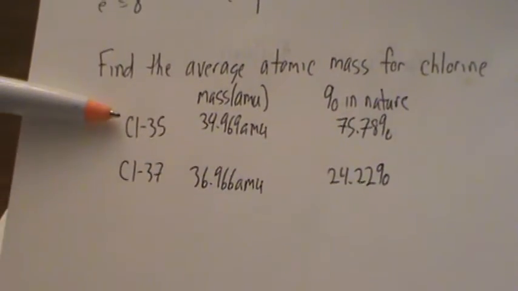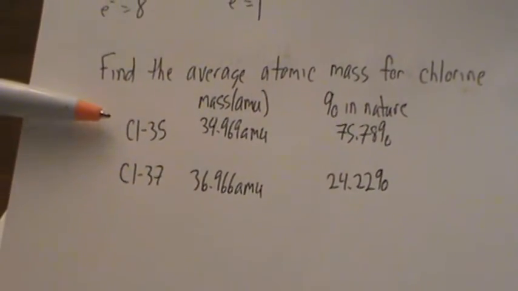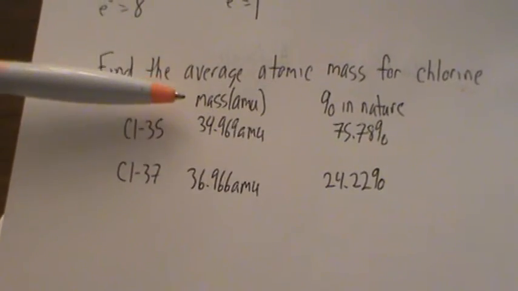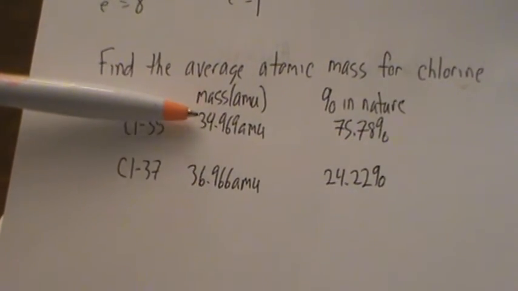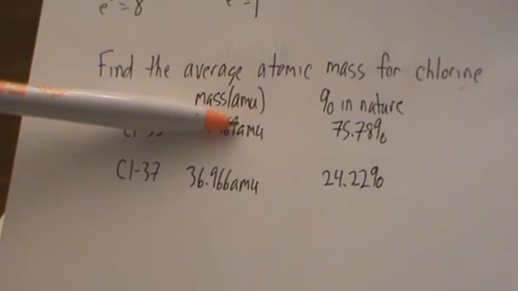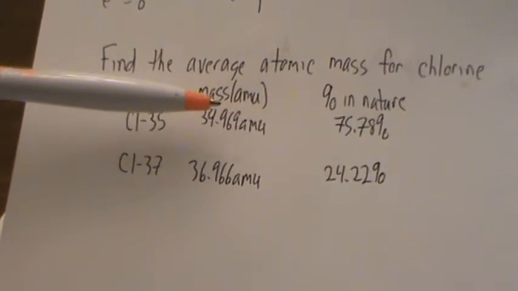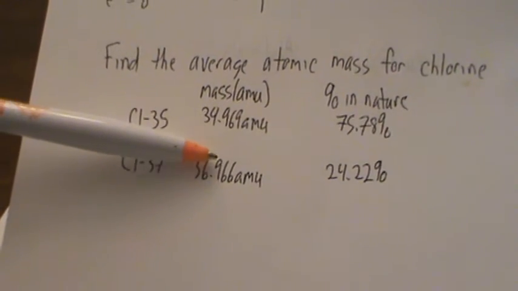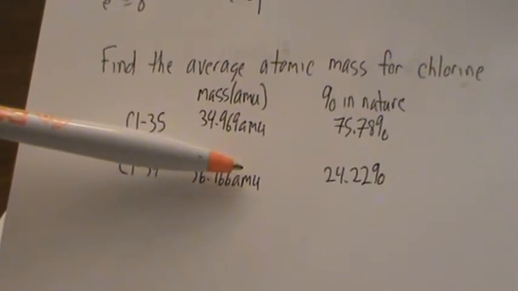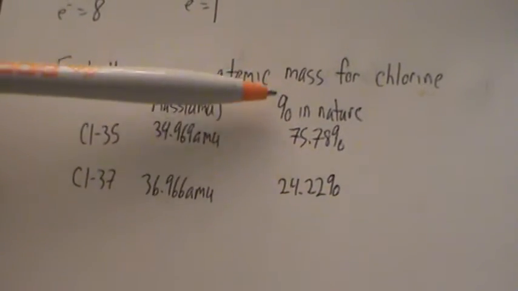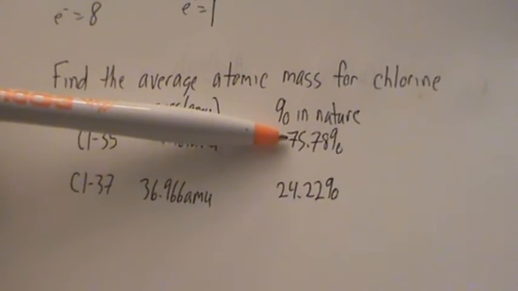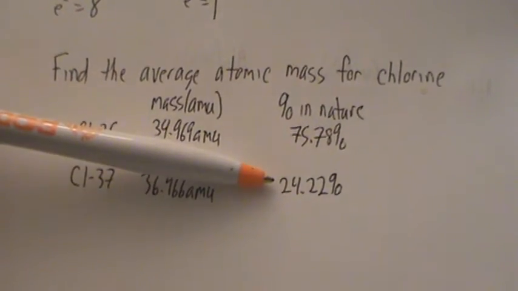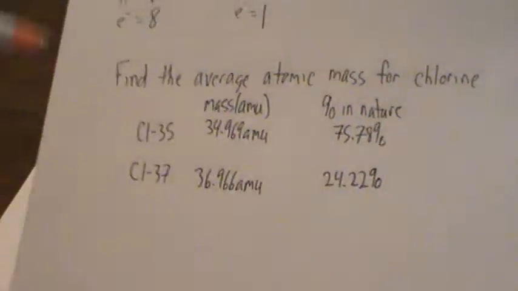Okay, well, chlorine has 2 naturally occurring isotopes. It has chlorine 35 and chlorine 37. The mass of each one. So chlorine 35's mass is 34.969 AMU, and I'll explain what AMU stands for here in a little bit. And chlorine 37, its mass is 36.966 AMU. Percent of nature, chlorine 35 is, we find it 75.78% of the time in nature, and chlorine 37, we find it 24.22% of the time in nature.